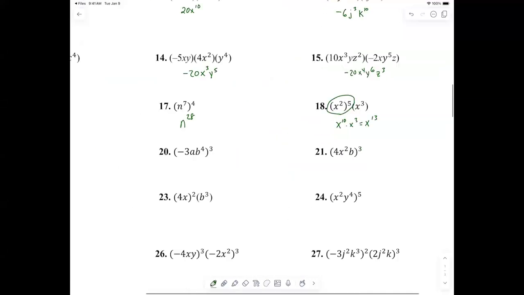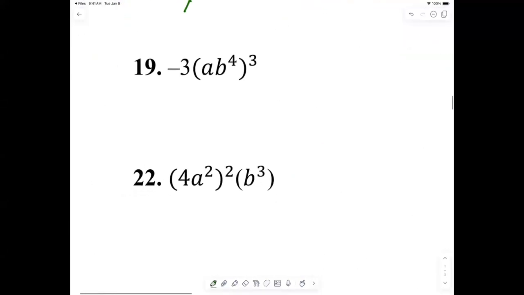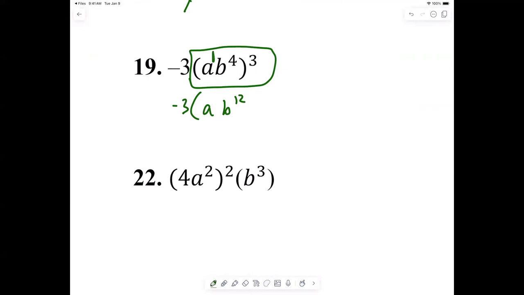All right, Mr. Williams, you're up, buddy. 19. You have to do this first. Okay, so that would be AB to the 12. Now, don't forget, I told you to put a 1 here for a reason. Everybody accidentally leaves that off. It should be A to the what? Third. Yes, sir, because 1 times 3 is 3.